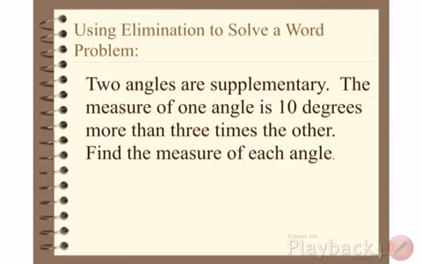Sometimes using elimination we have to solve word problems. So it'll come up with a sentence and we have to pull two equations from it and try and solve them. Okay, so two angles are supplementary. So we know that supplementary angles add up to 180 degrees. So my equation for that first one would be x plus y is equal to 180. So the two angles would give me 180.